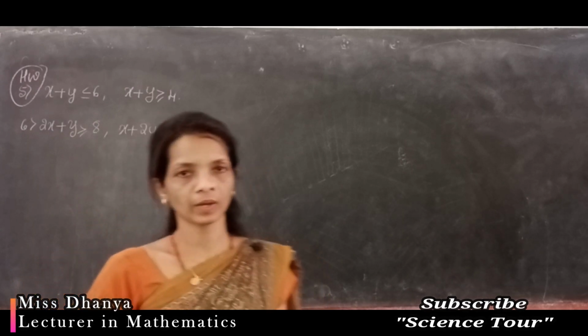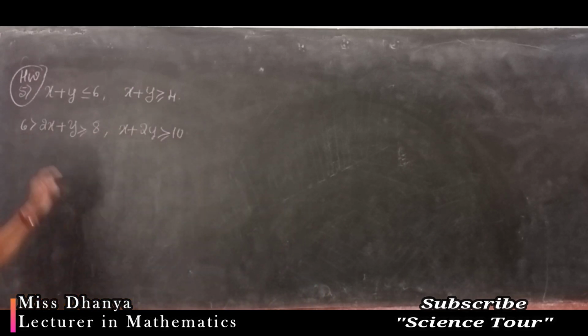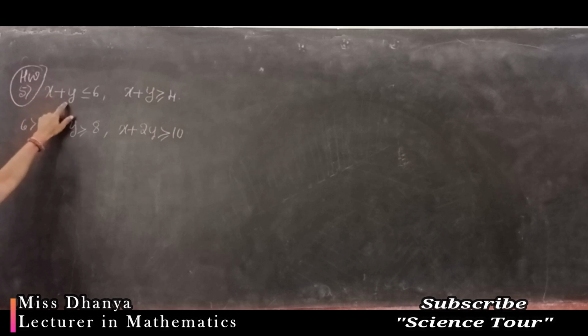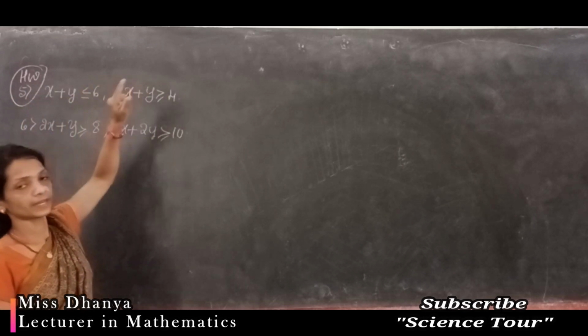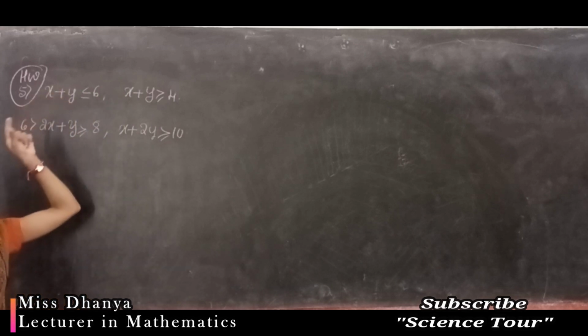The next system of inequalities is homework for you. The fifth one: x plus y less than or equal to 6, x plus y greater than or equal to 4. Easily you will get 2 points if you take x equal to 0 and y equal to 0.